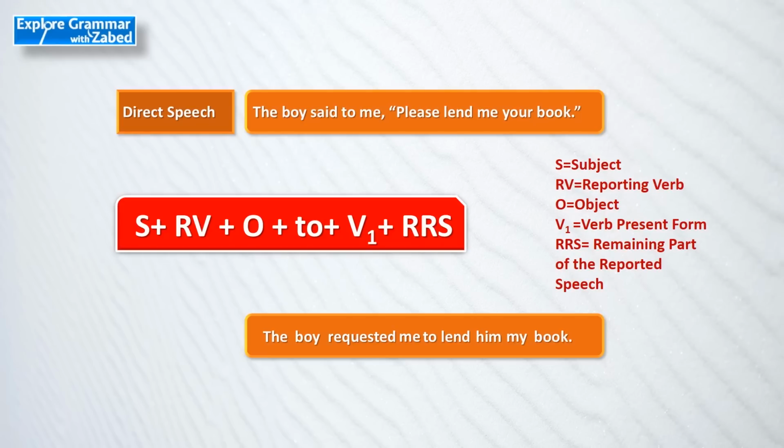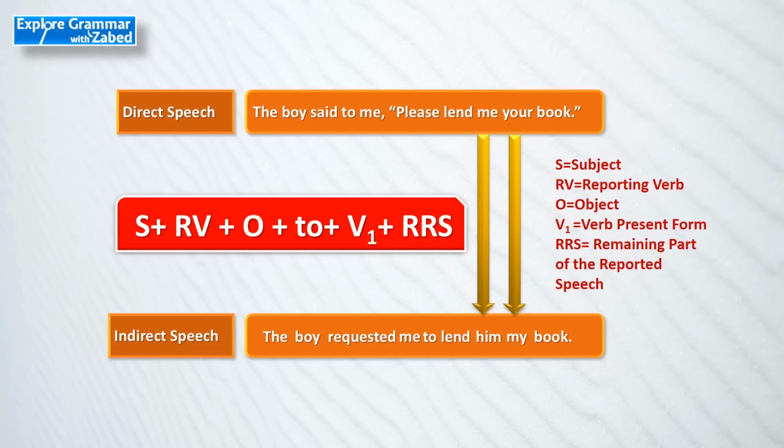Notice, we have changed the first person pronoun me as per the subject, and it has become him. Again, we have changed the second person pronoun your, and it has become my as per the object of the reporting speech. And the final sentence in indirect speech is: the boy requested me to lend him my book. Let's look into the next example.